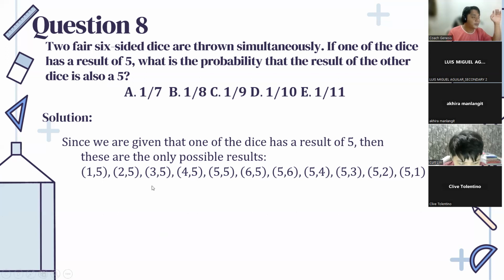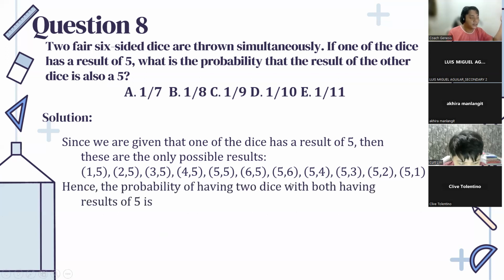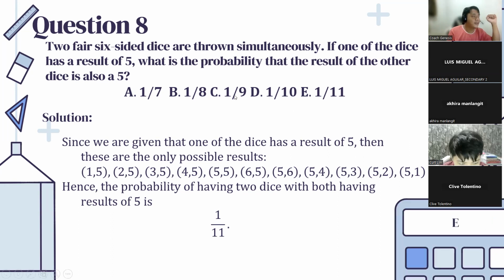So since we have 11 results and we need to have 2 of the dice to be 5, then that will just be 1 out of these 11. So the answer for number 8 is letter E, 1 over 11. Letter E. Okay.